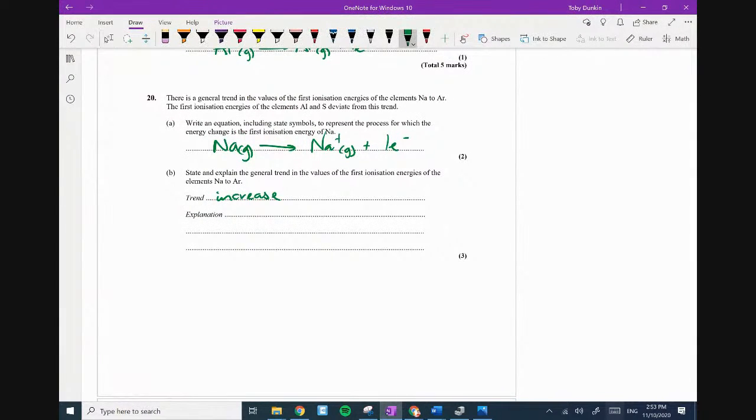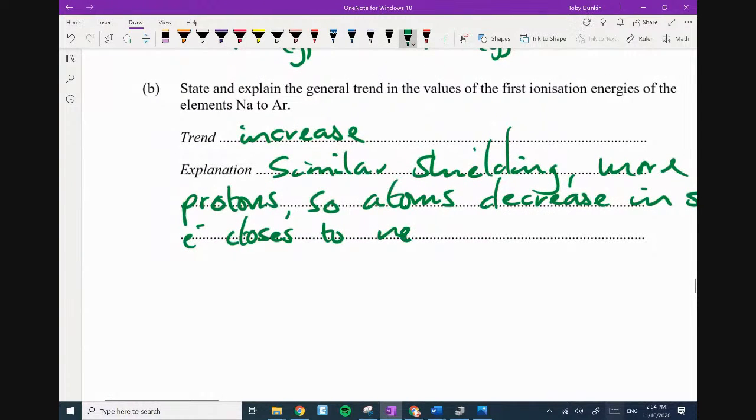So increasing, similar shielding. It's nice to see how repetitive this is. Similar shielding, more protons. So atoms decrease in size. Electrons closer to nucleus. Put it in. So more energy to remove.